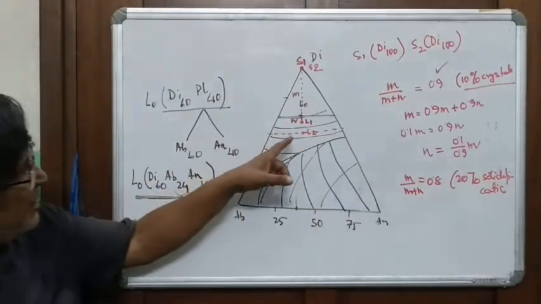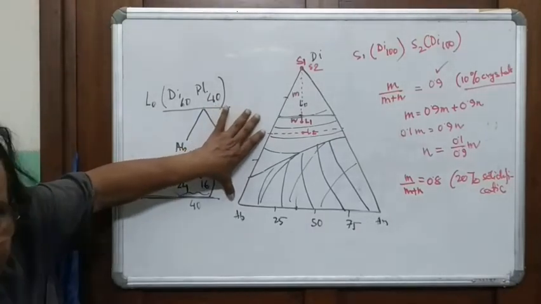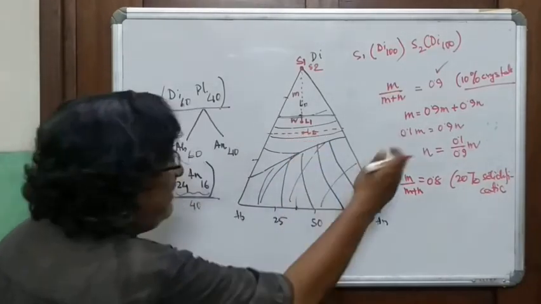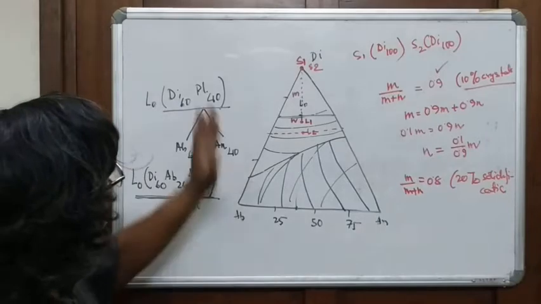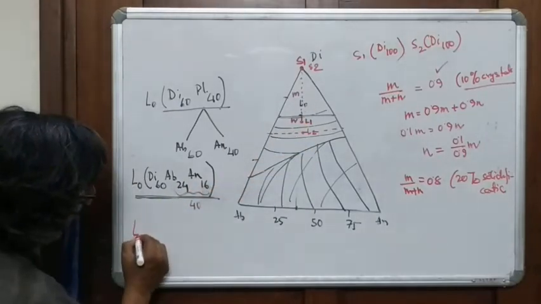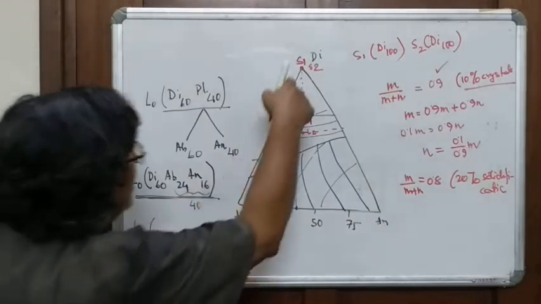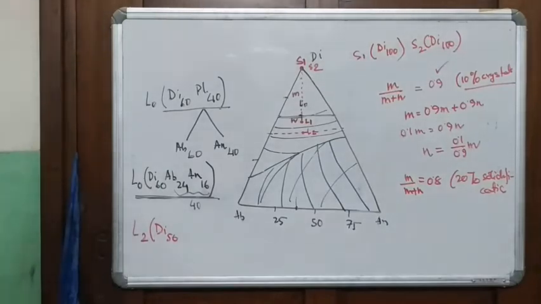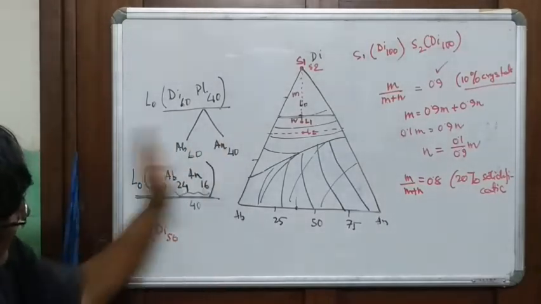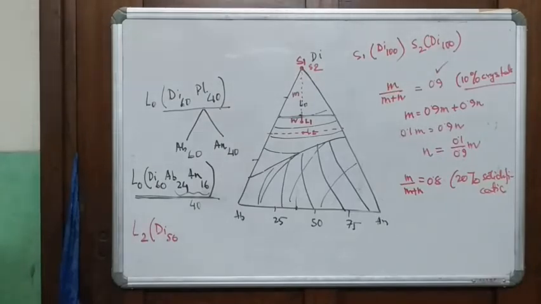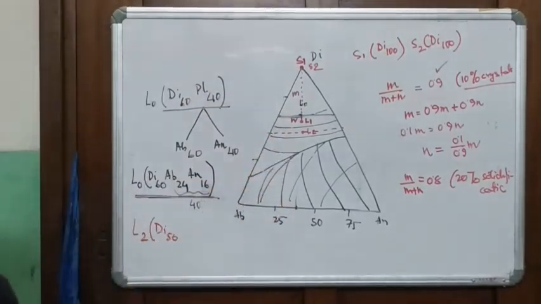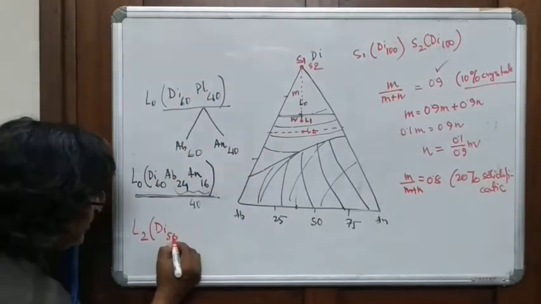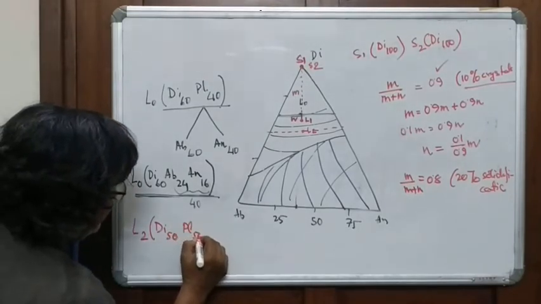So what will be L2? You will see it is 50% diopside now. We have not separated plagioclase, so that composition will remain the same. So what will be L2? L2 will be diopside 50. You see, we have not changed any albite and anorthite ratio, so that ratio will remain the same. We are moving on the same straight line, so that ratio will not change. So the rest, plagioclase, is 50 for the liquid.